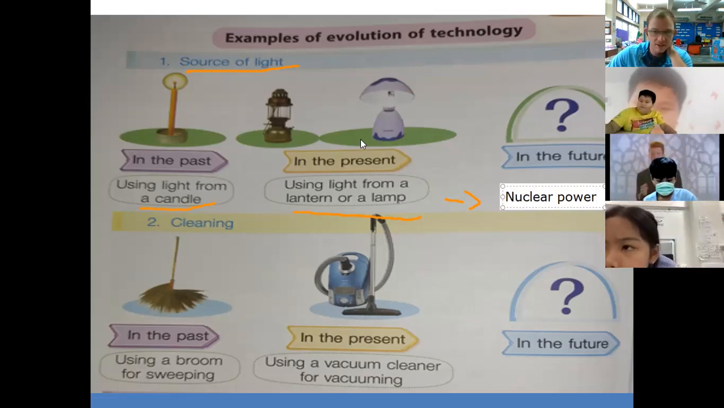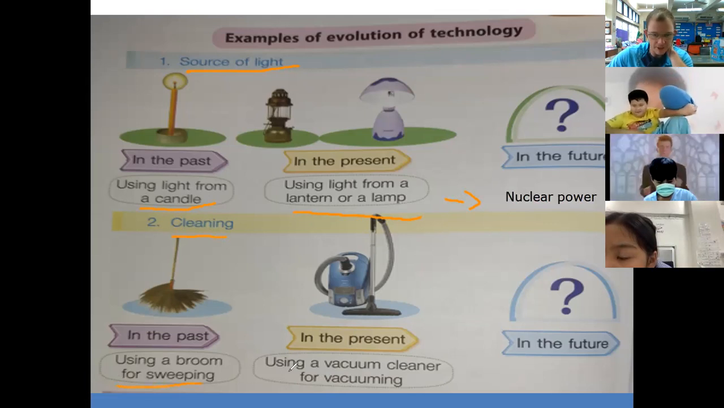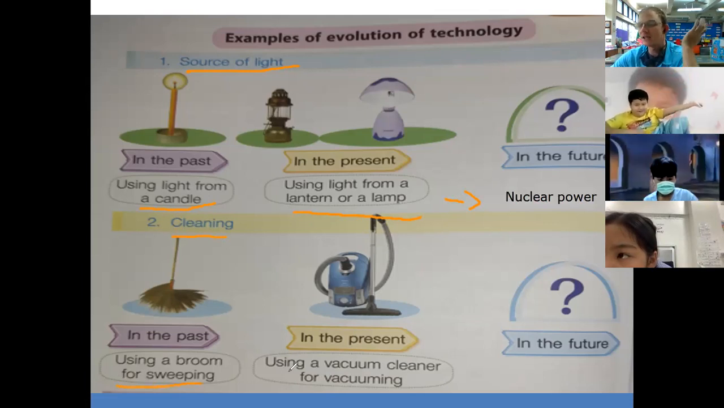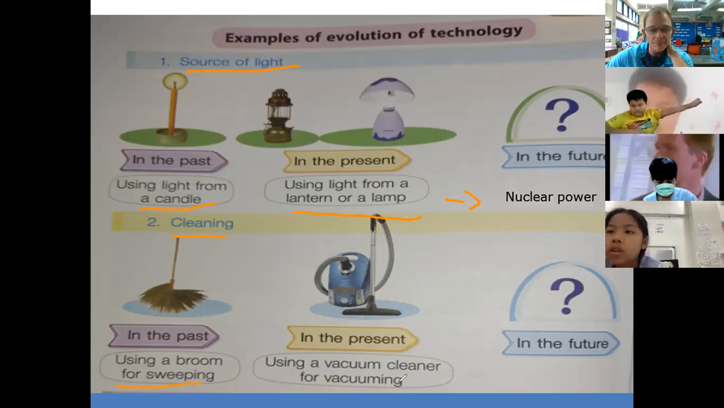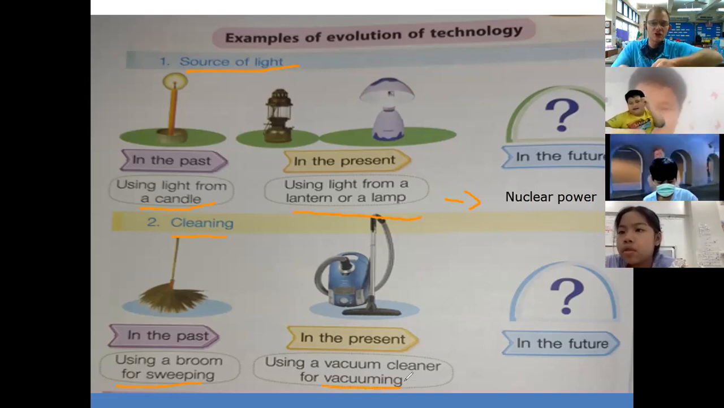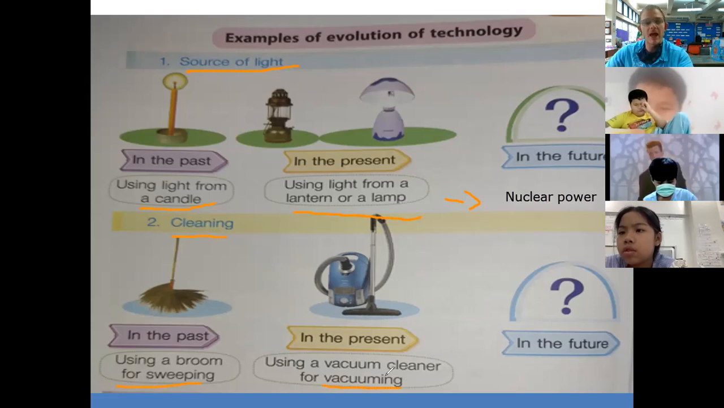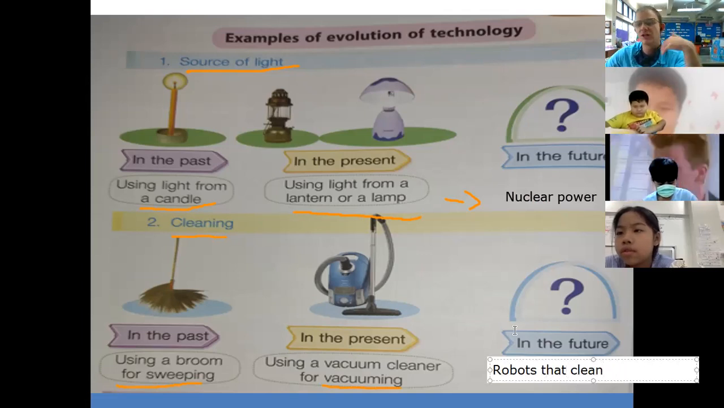Okay. The next one is for cleaning. In the past, we used a broom for sweeping. I still use a broom for sweeping. Now, in the present, we can buy a vacuum cleaner that we can use as a machine to help us. And in the future, we have robots that clean for us. We're going to have the robots that do the cleaning for us.